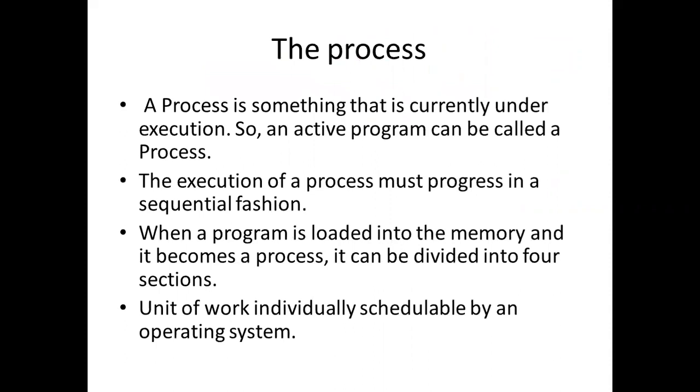The process within the operating system. Remember, the previous chapter was operating system. We spoke of what an operating system is. So this time we are talking of the process. The process within the operating system is something that is currently under execution. An active program can be called a process. So a process is basically the program that is currently running. Okay, so the execution of the process must progress in a sequential fashion.